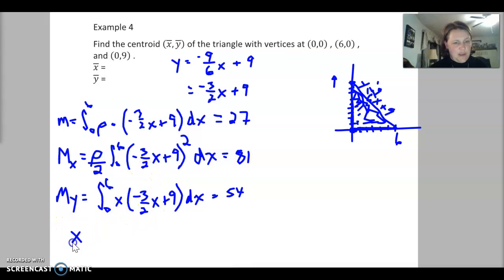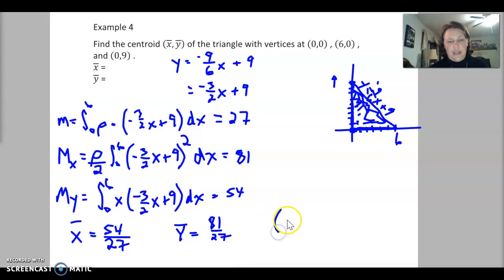Okay, so then we have x bar is equal to 54 over 27, and y bar is equal to 81 over 27, and this one actually works out really nicely. We get x bar, y bar is equal to 2, 3. And that is a point that I can graph here. So change colors again. So we'll have 2, 3, and then that gives us the center of mass of that triangle.